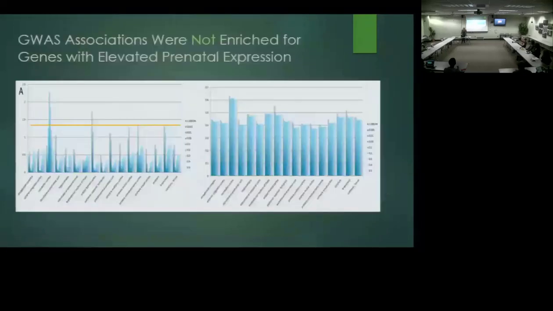What we don't see, however, is if we start looking at these more liberal p-value thresholds, we don't see an enrichment for genes with elevated prenatal expression. It looks different than the volume data. And I suspect that's because a lot of these white matter development processes are happening later in gestation, where we don't have as much data available. The prenatal expression data is strongly driven by early development.